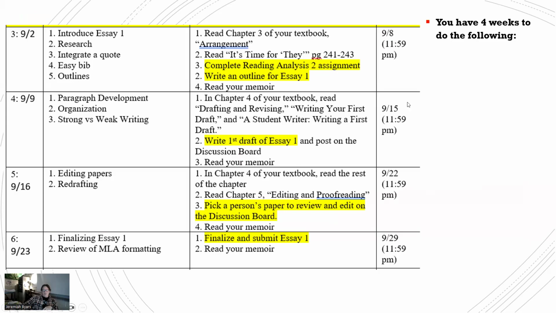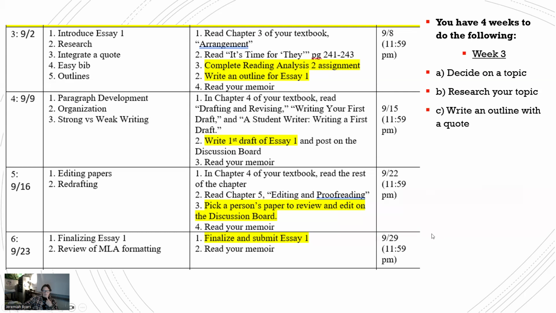So you have 4 weeks to do the following. Week three, which is right now, you're going to be deciding on a topic that you'll be writing about. You're going to research your topic, and you're going to write an outline with a quote from your research, all this week. So by one week into September, you will have your essay topic, research, and an outline.